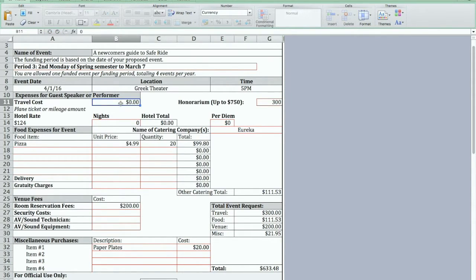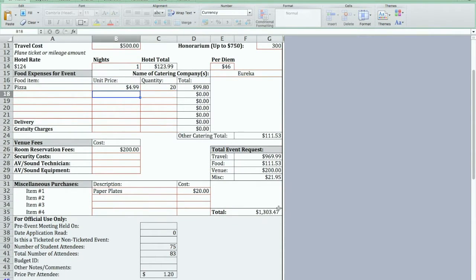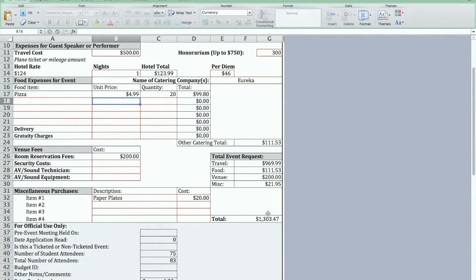Let's say his plane ticket is going to be $500. He's going to stay one night, and because he's only staying one night, he can only have one day of per diem. This is all adding up over here in this column, and this is the total cost of your event. Because this is over $1,000, we are going to have a pre-event consultation with the RSO graduate assistant.